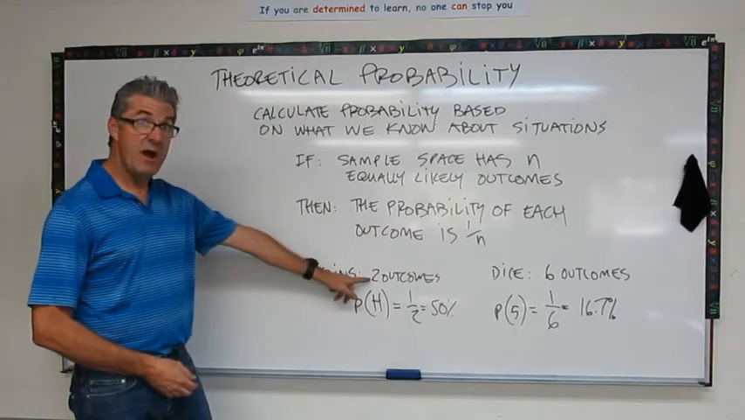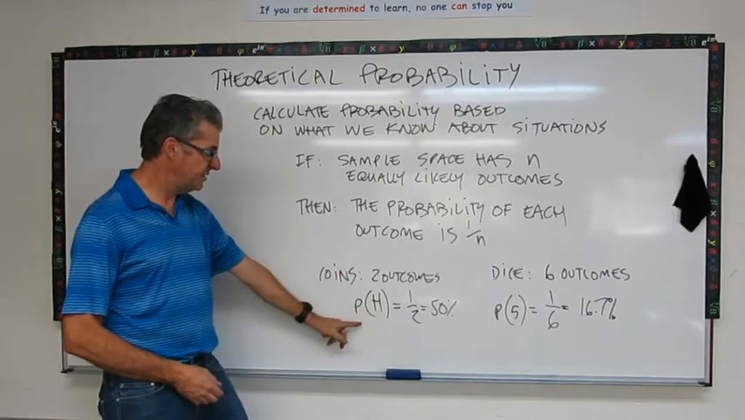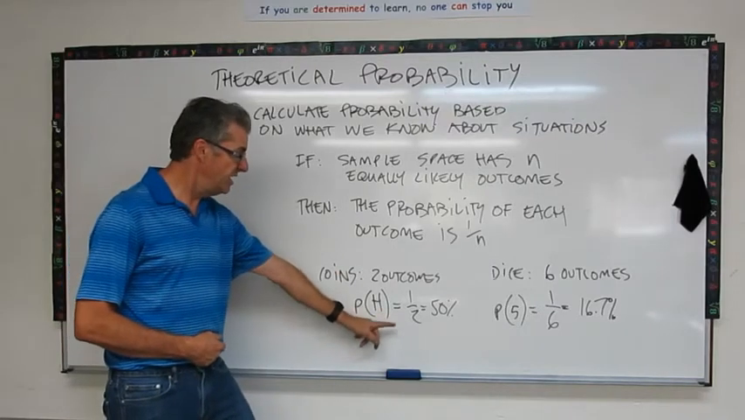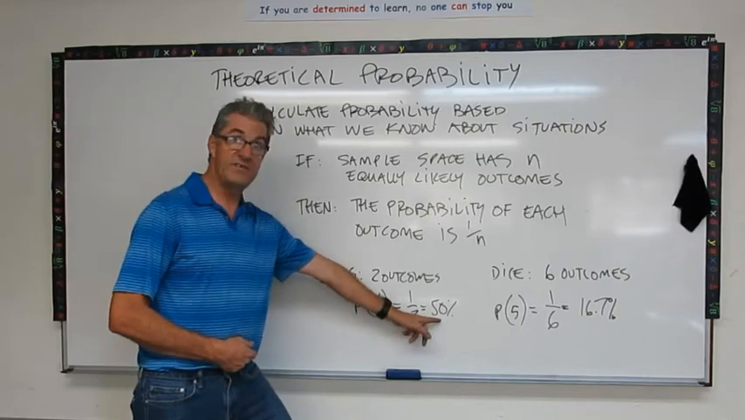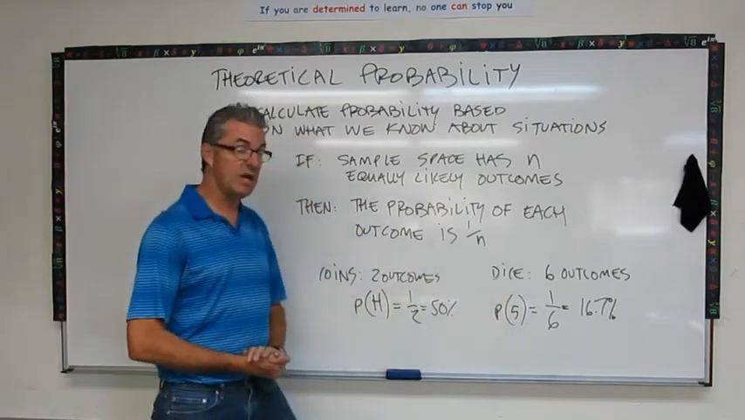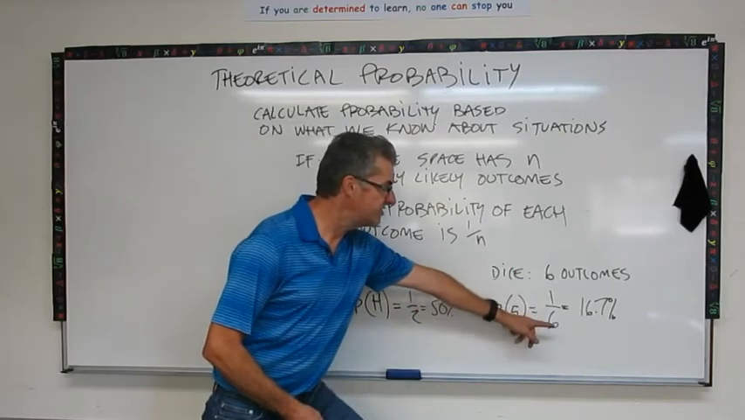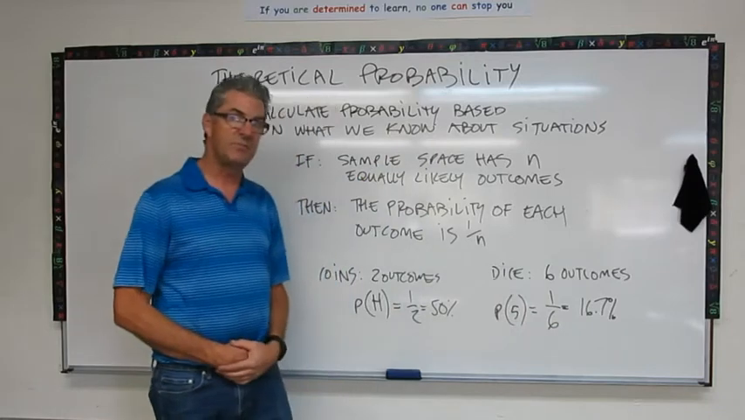So let's do a couple quick examples for that. Coins. 2 outcomes, heads or tails. So the probability of heads, there's a little bit of notation there that we're going to use, is just 1 over 2 or 50%. With dice, we have 6 equally likely outcomes. So the probability of rolling a 5 is going to be 1 over 6, which is 16.7%.